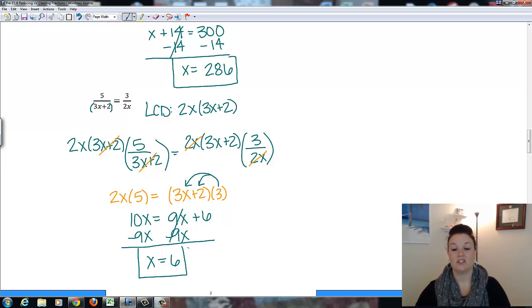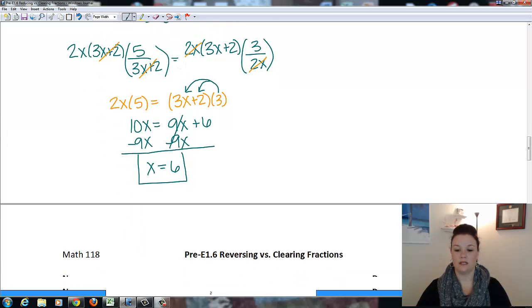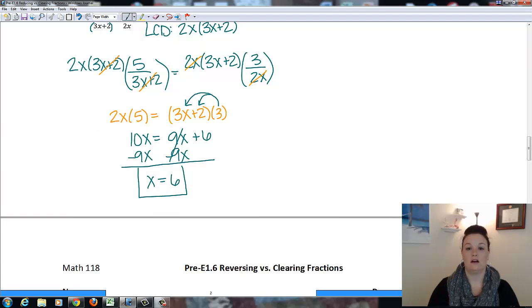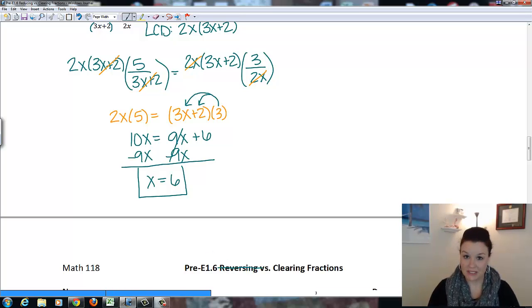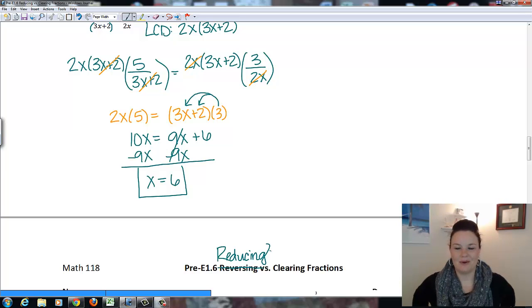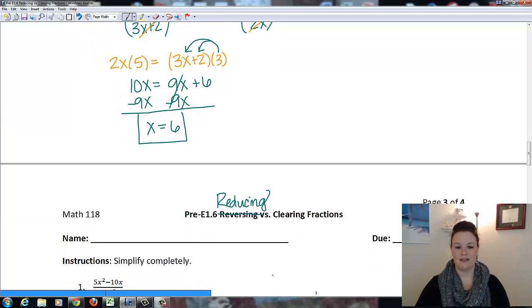Okay, so you will now be able to do your E1.6 quiz in my math lab, which again is reducing versus clearing fractions, not reversing. Reducing. Sorry about my typo. There is this worksheet at the end. You are not required to do it. If you want to do it for extra practice, you can, but you don't need to turn it in or submit it to me in any way. Okay?